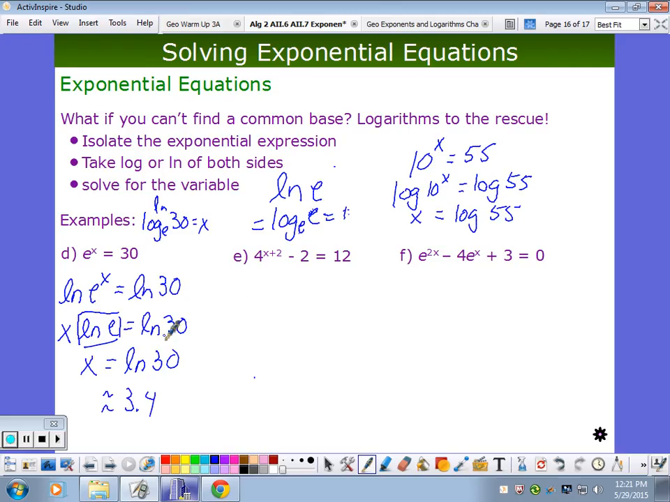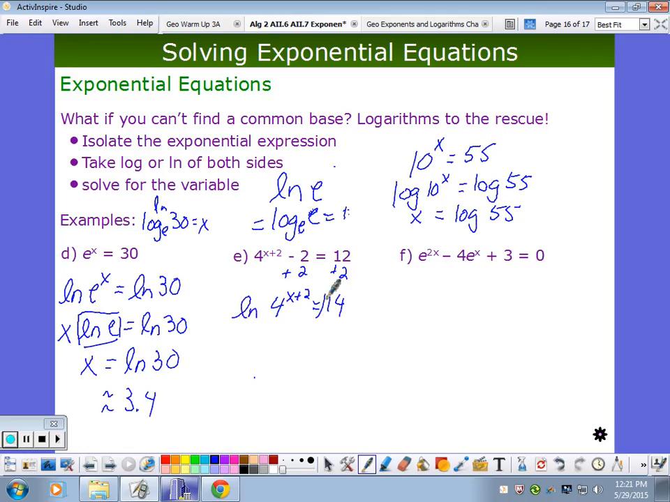Yeah? Okay, now this is where someone said, isolate the expression. So I'm going over to you ladies again. This is a case where I can't do anything till I add the 2 first. That's what I mean by isolate the exponential expression. This is the exponential expression right here. So you have to do that first. Don't take the log yet until you have it all by itself. Makes sense? Yeah.